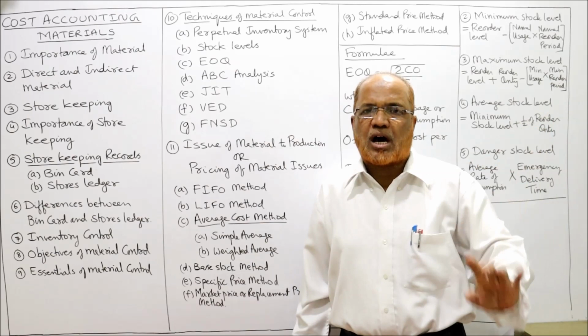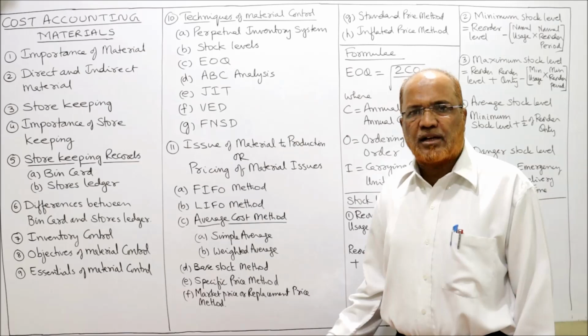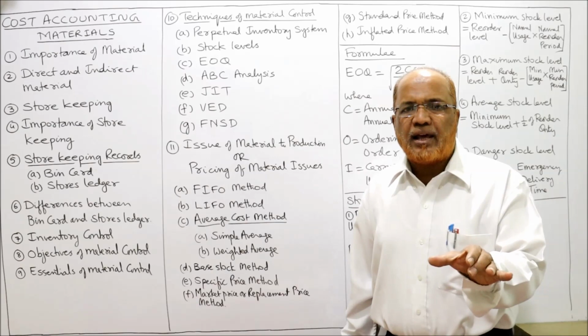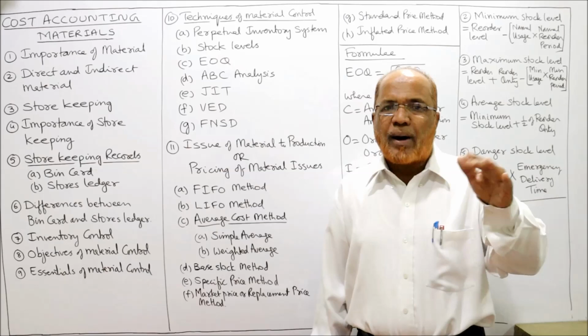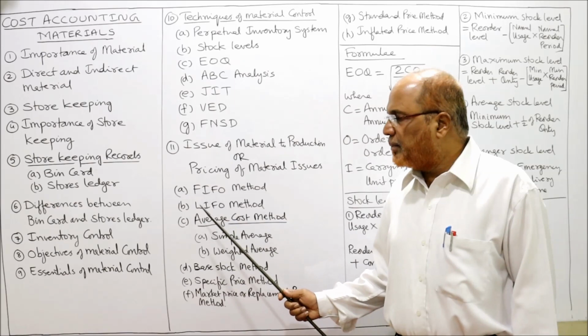So there are different methods of issuing the materials. The first method is FIFO, first in, first out method. Jo maal pehle aaya, wo maal ko pehle issue karenge. This is the first method. Second method is LIFO method, last in, first out. जो बाद में आएगा, लास्ट में आएगा, उसको पहले इश्यू करेंगे. This is the second method. Third method is average cost method.